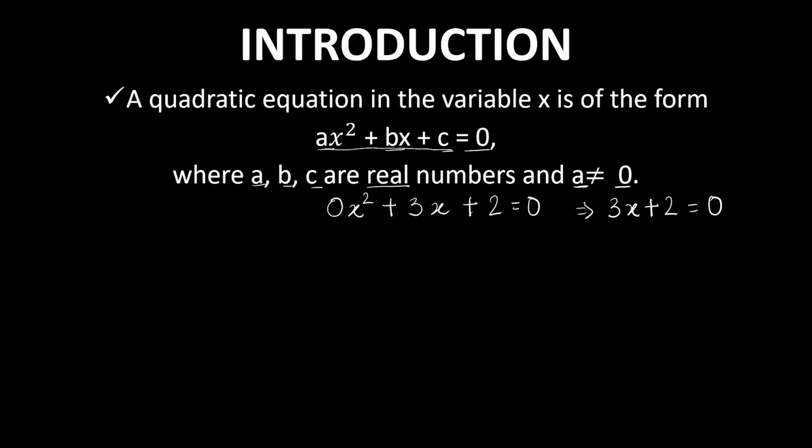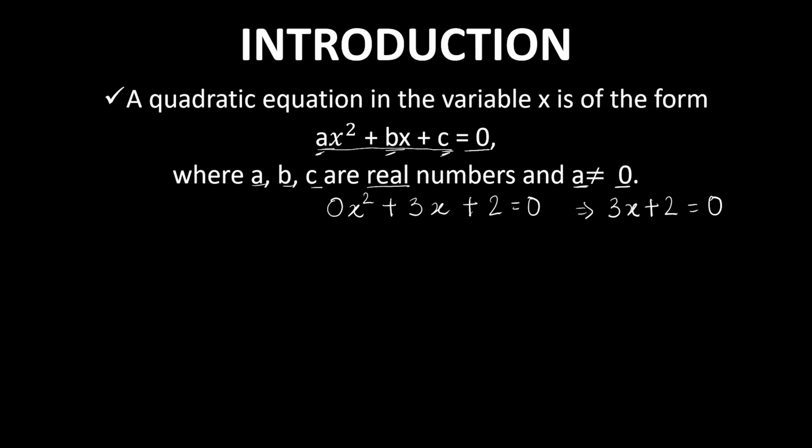Now you might be wondering what a, b and c are here. So a is the coefficient of x². What do we mean by coefficient? The constant multiple of a variable is called the coefficient. So the coefficient of x² is a here. Coefficient of x, that is b. And c is nothing but the constant term.